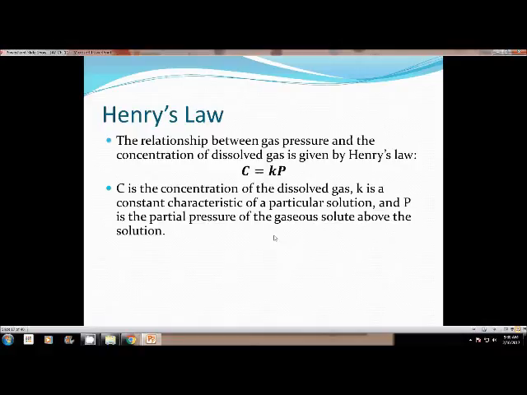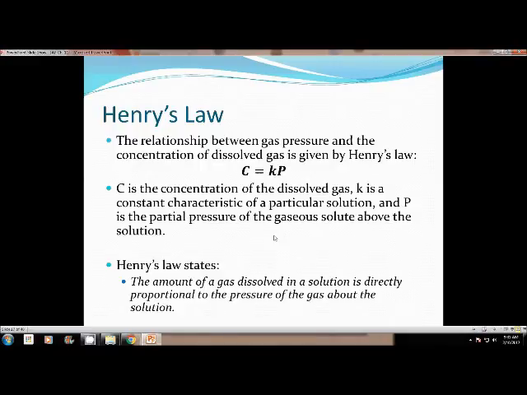Henry's law shows the relationship between gas pressure and the concentration of dissolved gas, where C is the concentration of the dissolved gas, K is the constant, characterized for a particular solution, and P is the partial pressure of the gaseous solute above the solution. Henry's law states that the amount of a gas dissolved in the solution is directly proportional to the pressure of the gas above the solution.